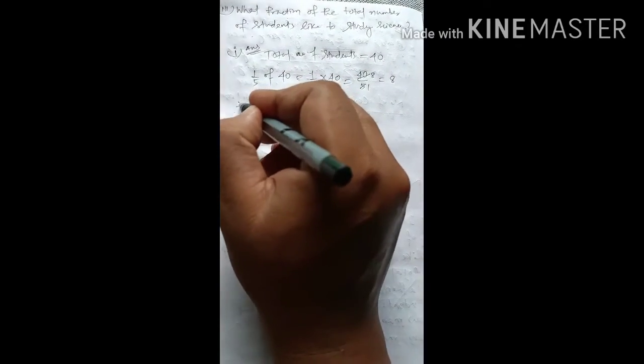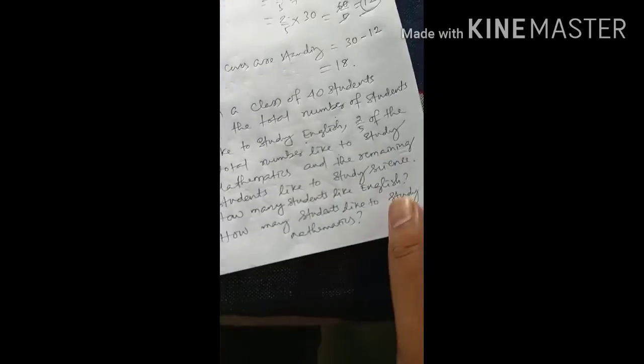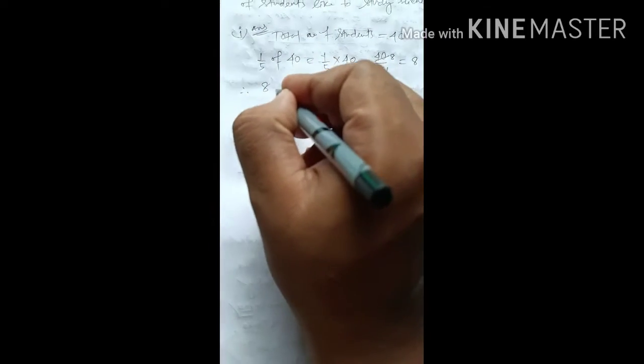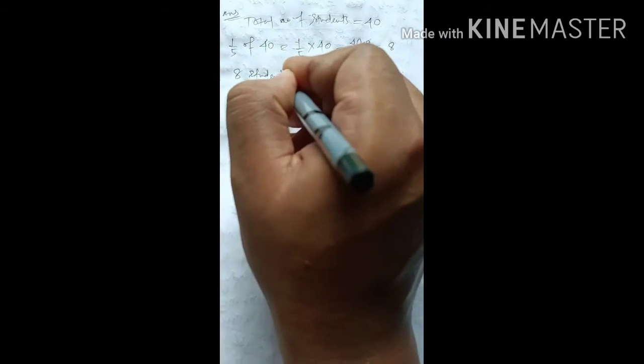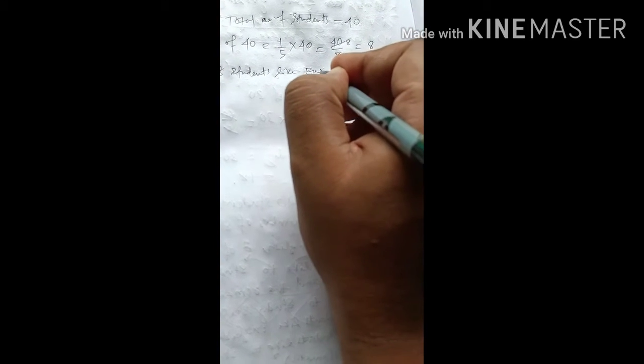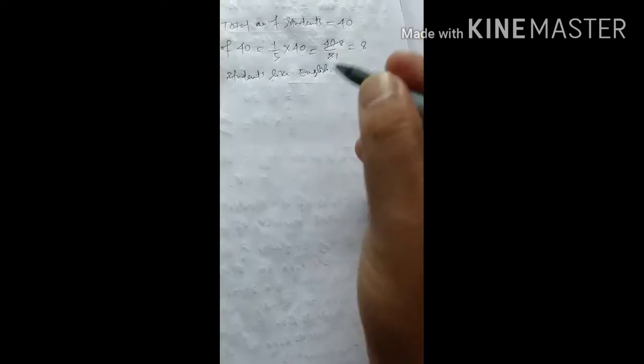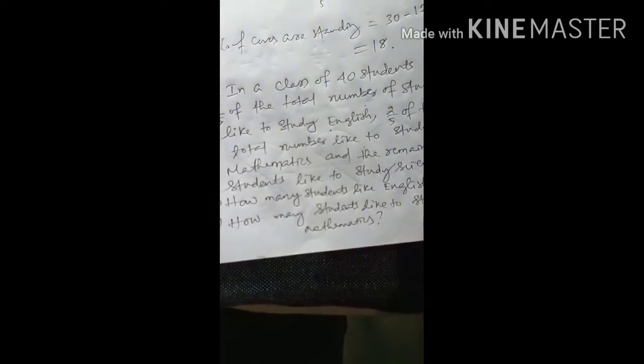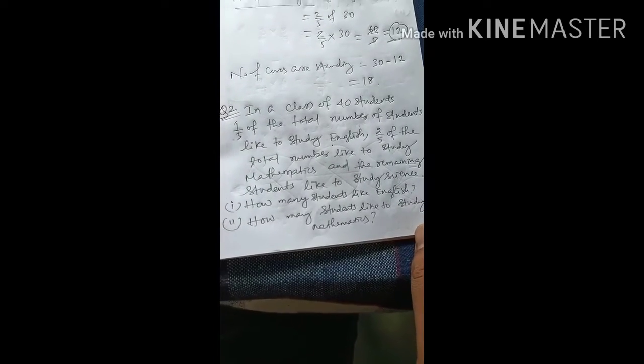Here the answer will be, the question is how many students like English. So 8 students like English right now. Next, come to the second question, how many students like to study mathematics right now.